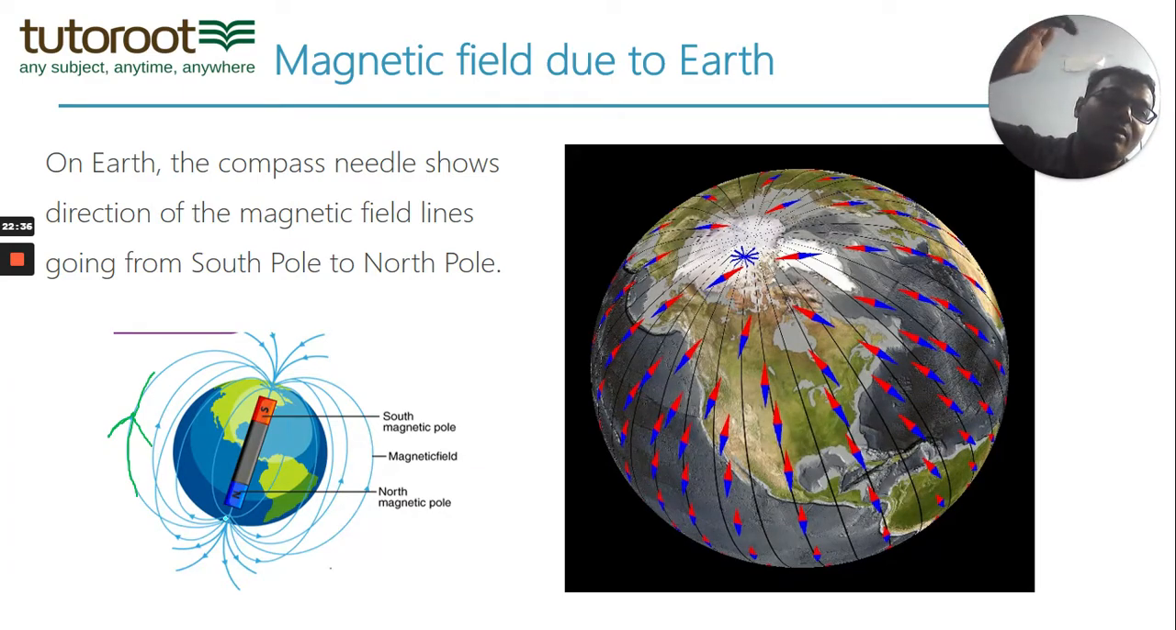So where are the lines coming out from? That's supposed to be the north pole of a magnet. But we see that the lines are coming out from the geographic south pole. But magnetically it is the north pole. So remember this thing very nicely, that the geographic south pole is actually the magnetic north pole, and the geographic north pole is actually the magnetic south pole. Just the reverse of this. Very important point to remember. Many questions are always asked on this as trick questions.